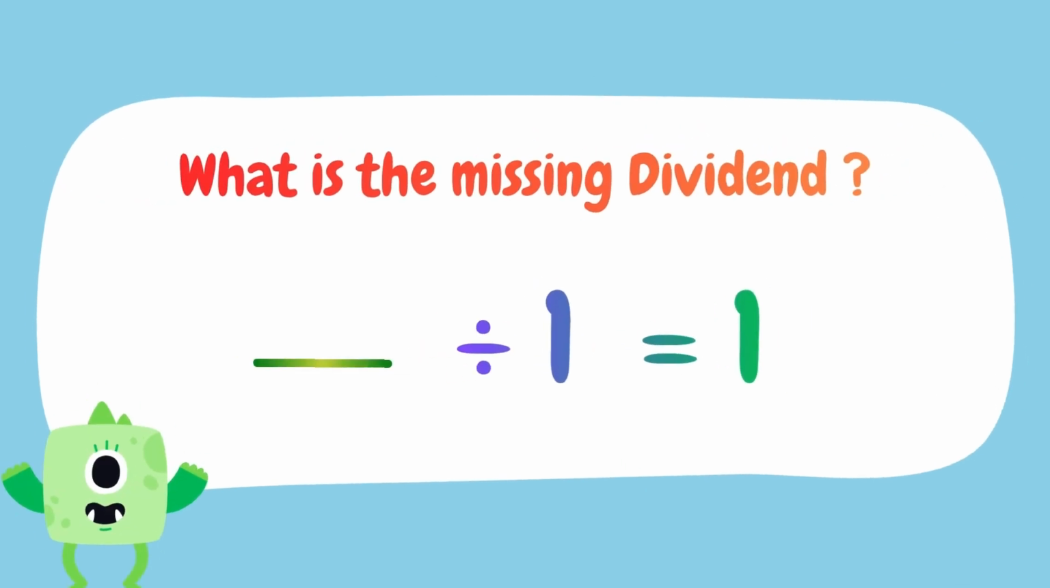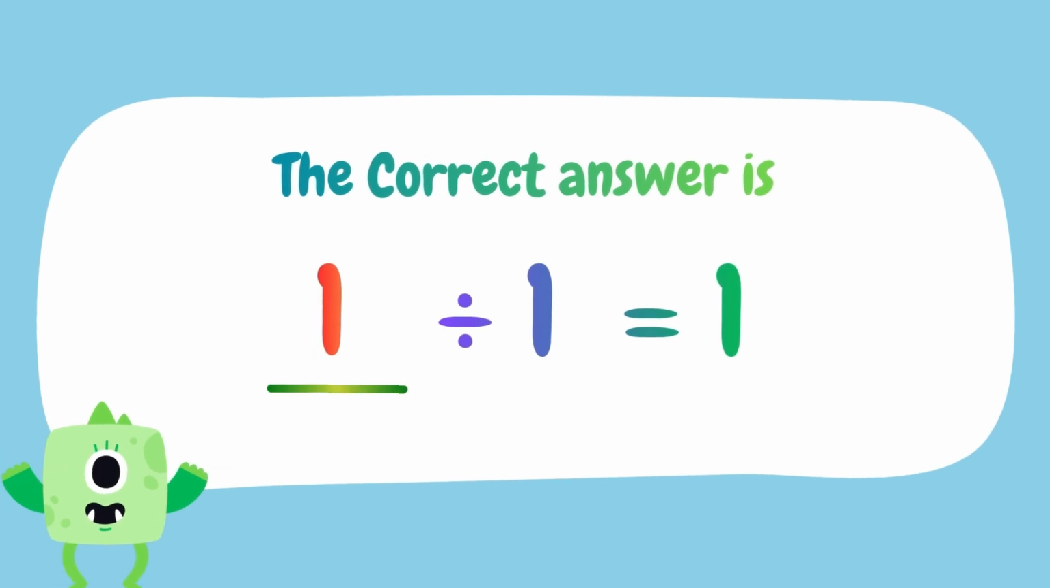What is the missing dividend? The missing number is 1. 1 divided by 1 equals 1.